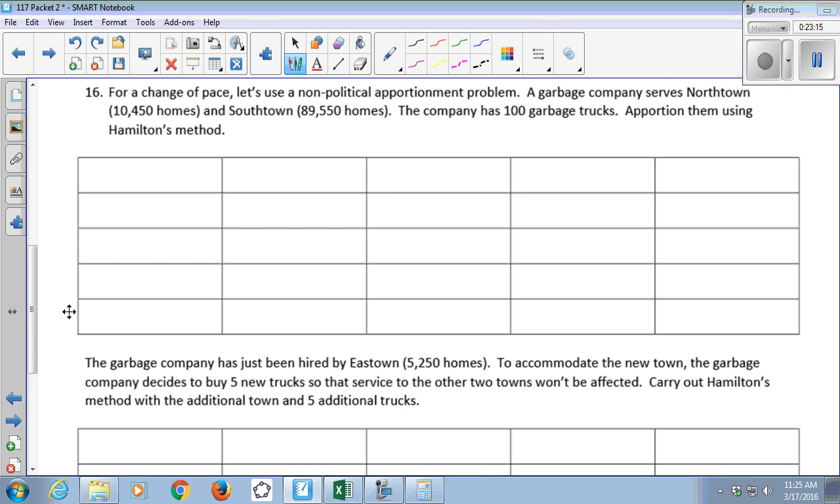So there's one more. For a change of pace, we're going to use a non-political apportionment problem here. We have a garbage company that serves Northtown and Southtown, and they have 100 garbage trucks. So how many trucks should they send to each town based on the populations? Okay, so let's see. We've got Northtown, Southtown, total. And we'll put in their populations, their standard quotas, their lower quotas, and then the final apportionment.